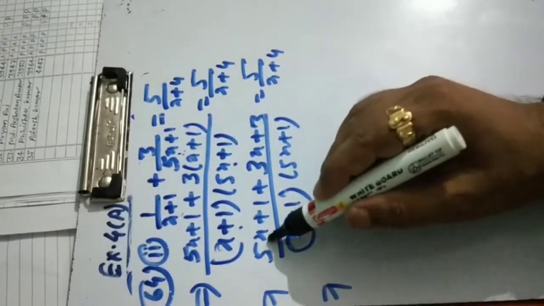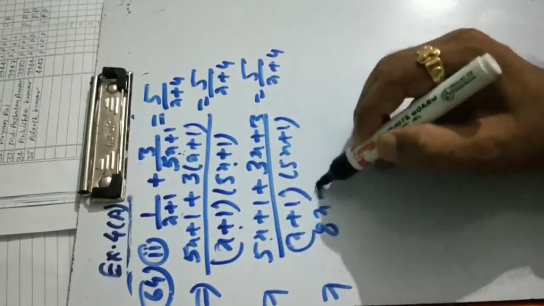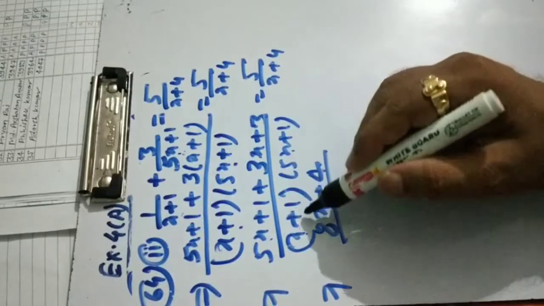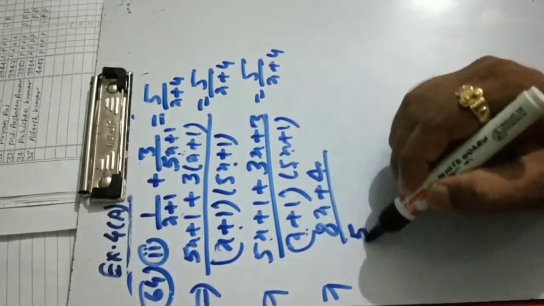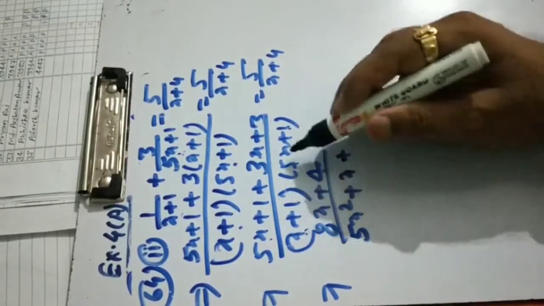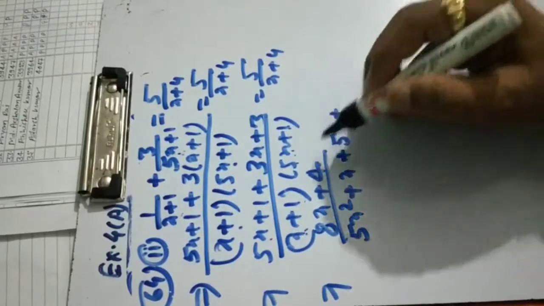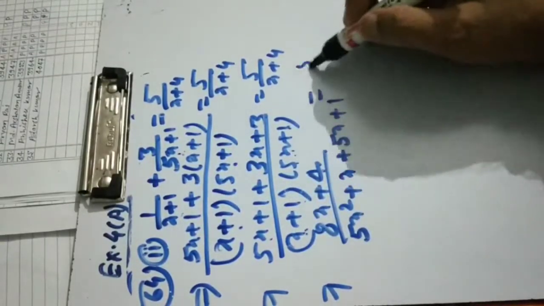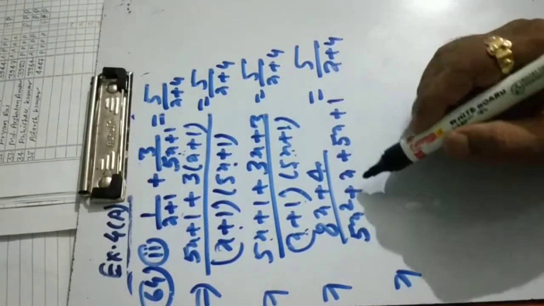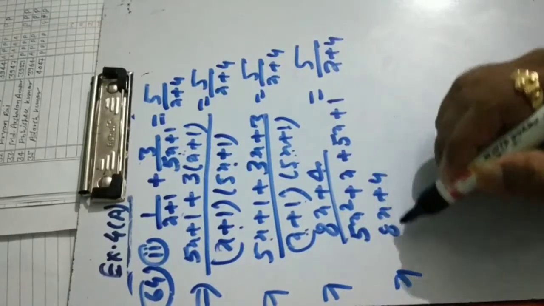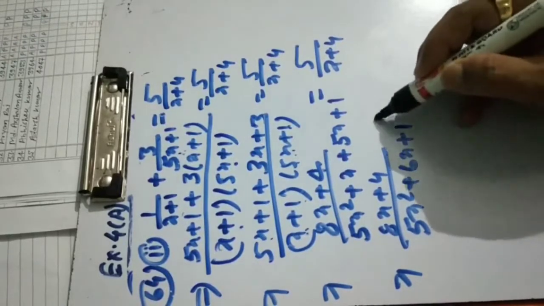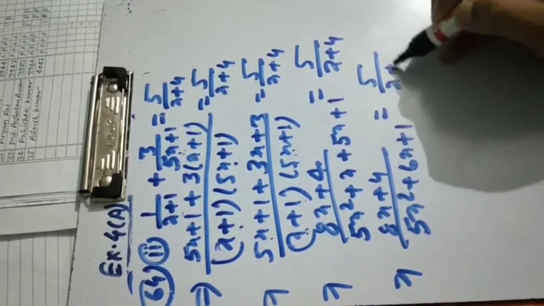Then we get 5x plus 3x is equal to 8x, plus 3 plus 1 will be equal to 4 upon, let us multiply it. x multiplied by 5x will be 5x square, plus x multiplied by 1 will be x, plus 1 multiplied by 5x will be 5x, plus 1 multiplied by 1 will be 1, is equal to 5 upon x plus 4. Then we get 8x plus 4 upon 5x square plus 5x plus x will be 6x plus 1 is equal to 5 upon x plus 4.